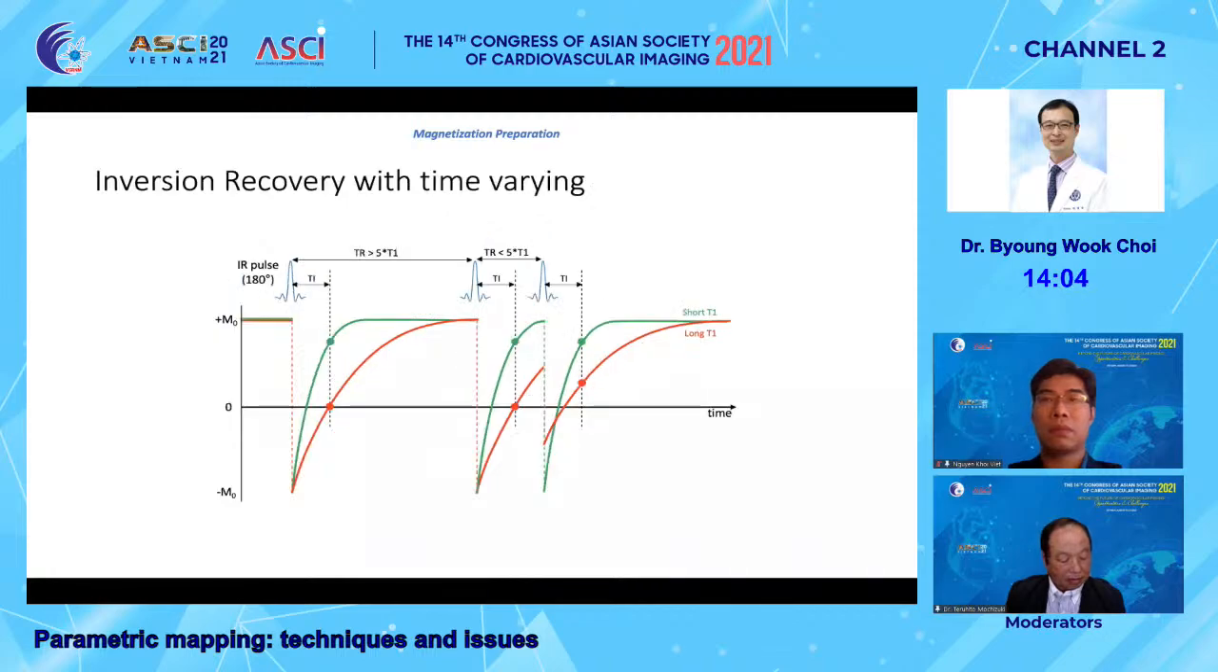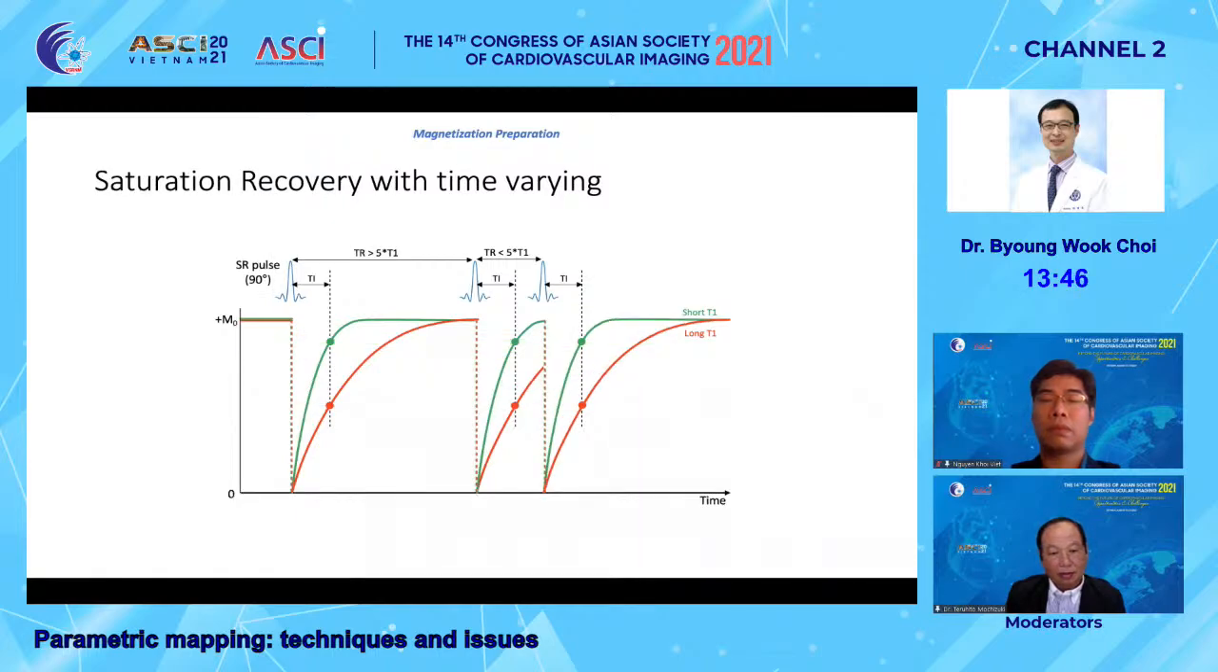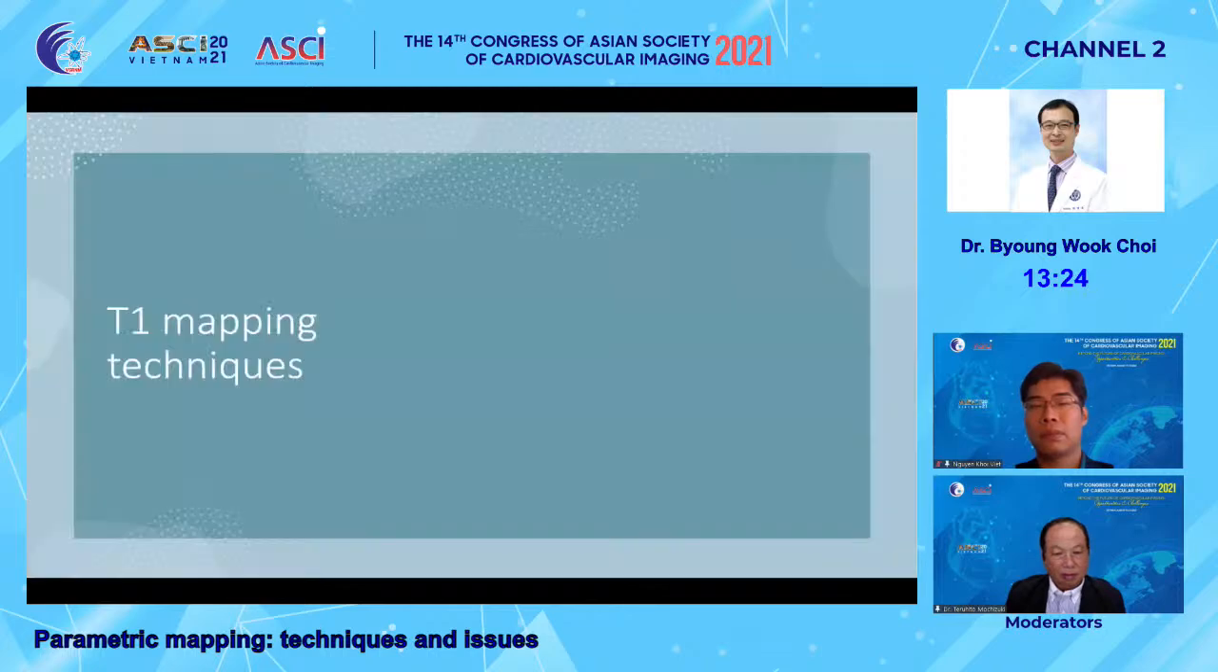If a full recovery of longitudinal magnetization is not achieved, long T1 would experience another inversion pulse when it is in an incomplete recovery state. Therefore, the T1 measurement would be inaccurate. When using a saturation recovery preparation pulse, the longitudinal magnetization is always reset regardless of short or long T1. Therefore, the same T1 can be measured for the same inversion time.